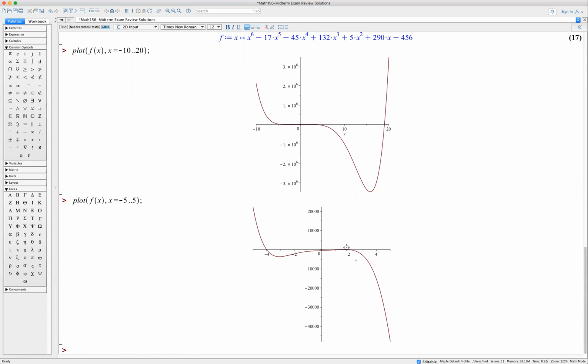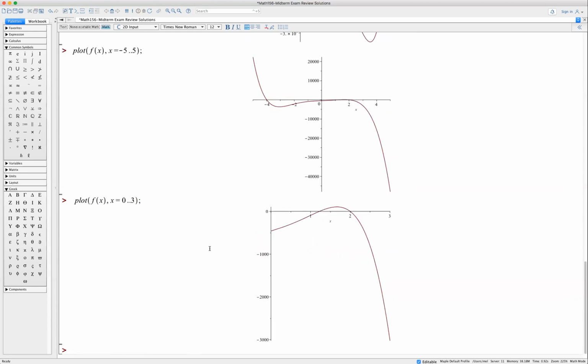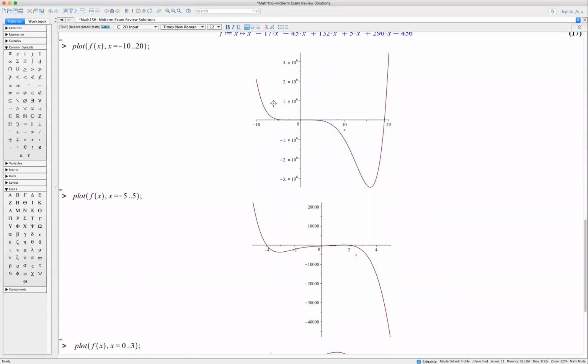It's down. I just want to understand what's happening to this function. So let's look at it just from 0 to 3. Yeah, so in here, it's going up, up, and then it comes down. So it looks like it comes down, goes up, comes down again.